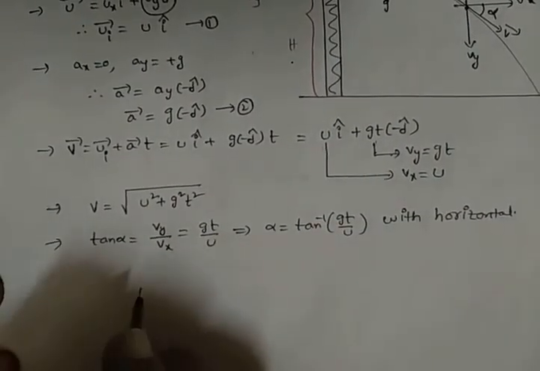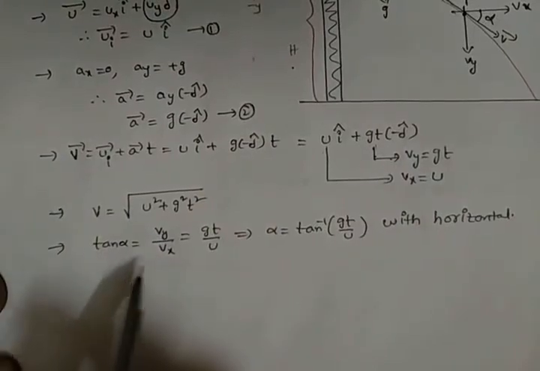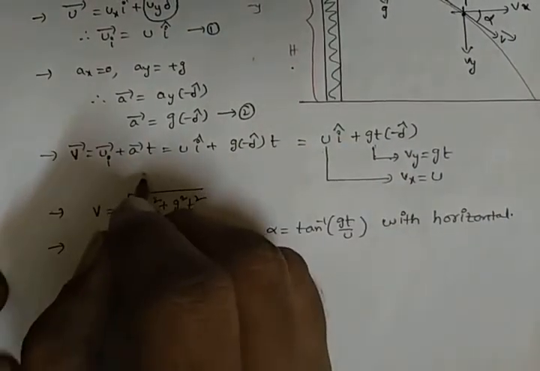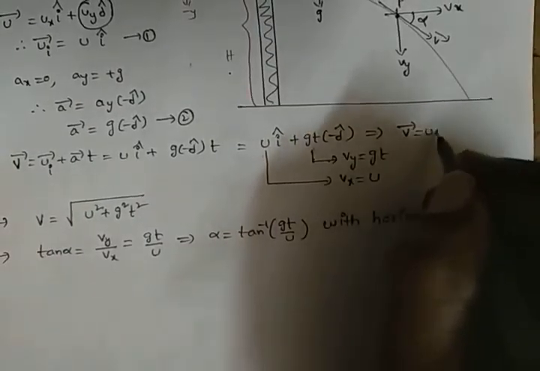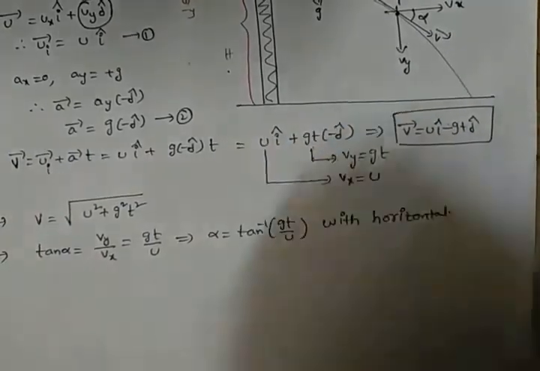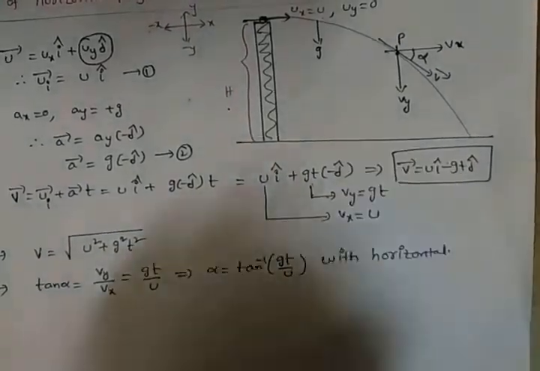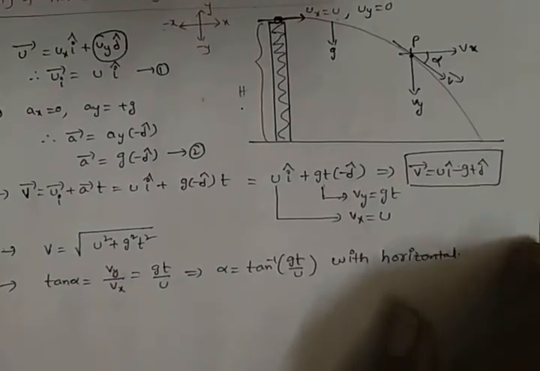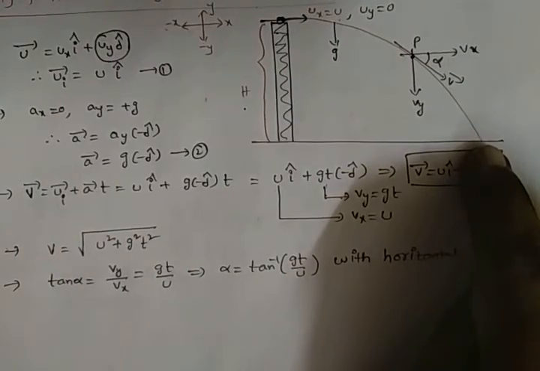Okay. So this is the required expression for the velocity vector of the projectile after time t, which is given by vector v is equal to u i cap minus gt j cap. Right. Next, after that, we want to measure the velocity of the projectile before it strikes the ground.